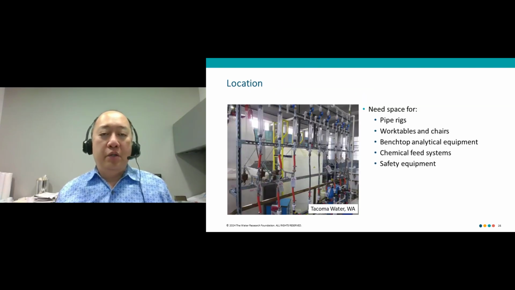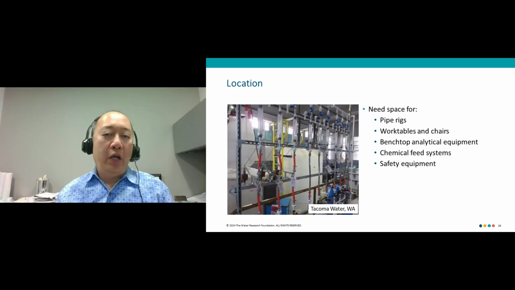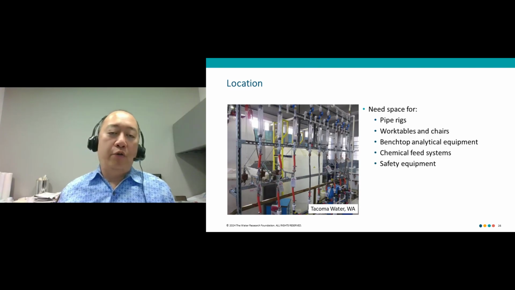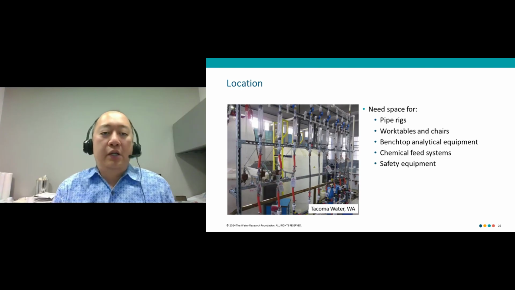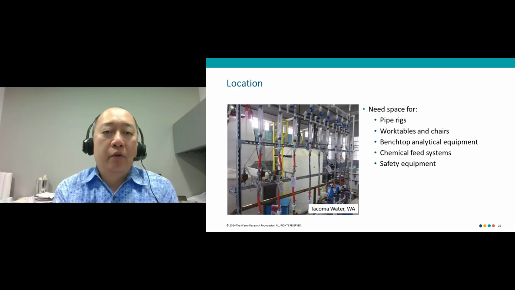These systems are actually quite big. We need space for the pipe rig itself. And I'll show in the photos throughout my section area, highlights the size of these things. But in some cases, if we don't have available footprint, usually horizontal footprint, we can go vertical. And this is a photo from Tacoma Water, where due to footprint restrictions, this pipe rig was built vertically.